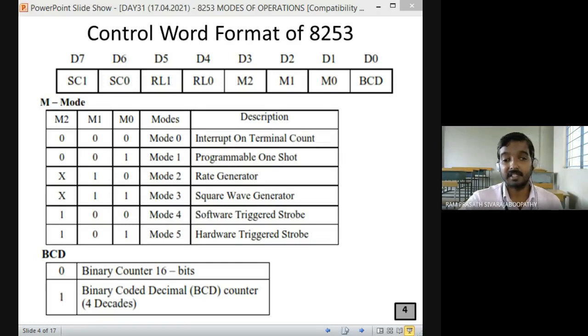So this is the correct answer. Is it correct? 000F. Yes or no?